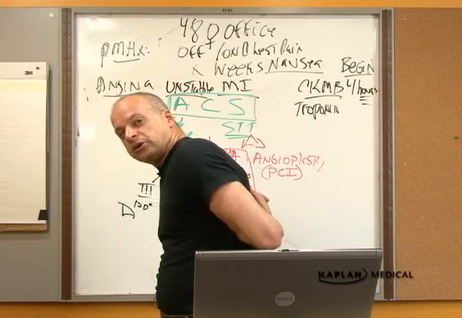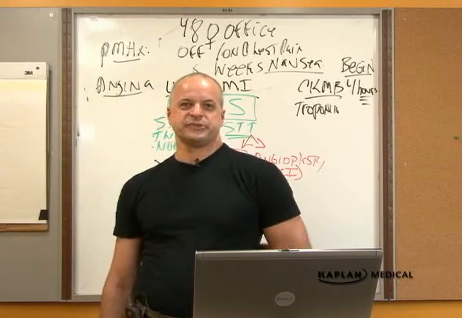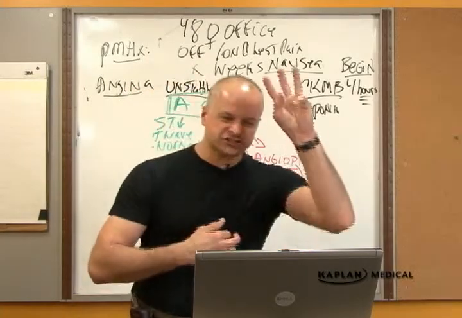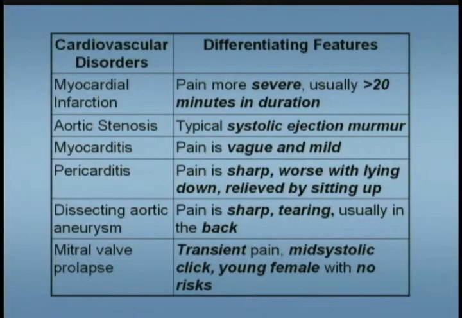Through to the scapula, up, aortic dissection. Chest wall tenderness, costochondritis. Mitral valve prolapse. Transient pain, but not only just transient pain, it's atypical pain. In other words, it's not on exertion.